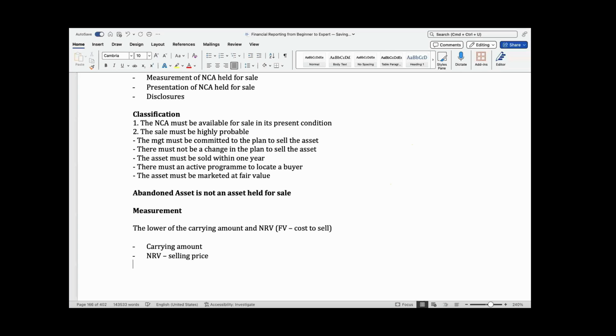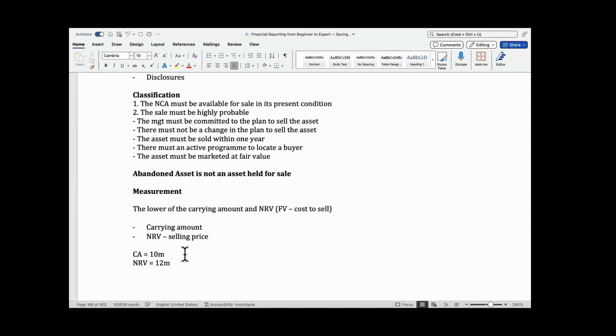So if you have, let's say, a carrying amount of 10 million, and we have an NRV, net realizable value, of 12 million, that means it's going to be in our books at 10 million. So we are not making any adjustment to our books because we are continuing to measure it at the value it is in our books. Whenever the carrying amount is lower, then fine, you do nothing. Just continue to carry it in your books.